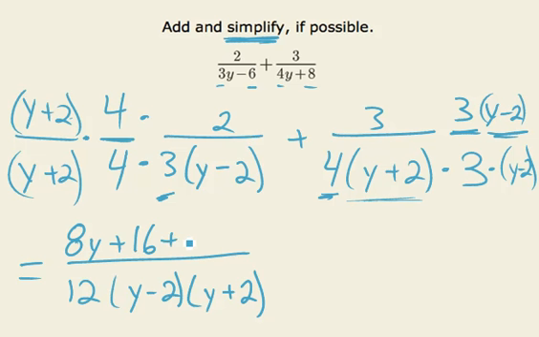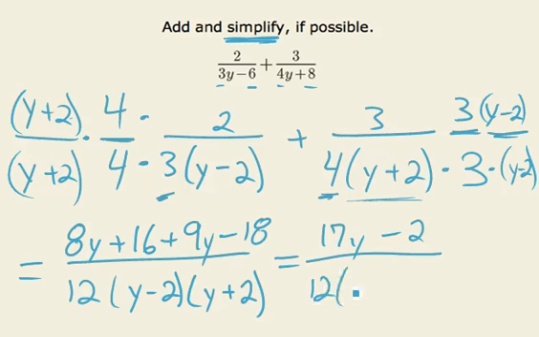Plus 3 times 3 is 9. 9 times y and 9 times a minus 2. So there's what we have. Let's go ahead and combine some like terms. I have an 8y and a 9y. That's a 17y. 16 minus 18, that's a -2. This is all over the same thing.